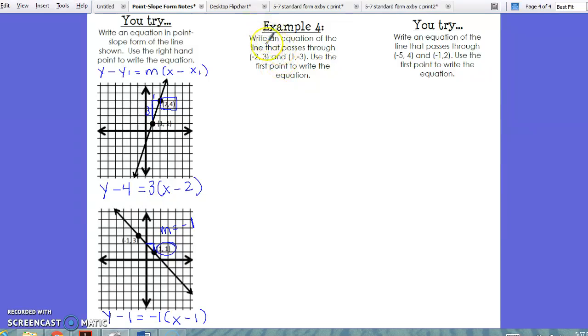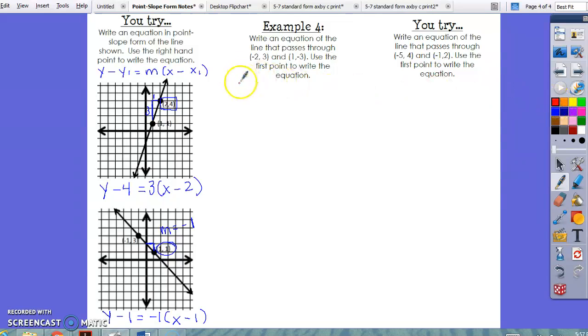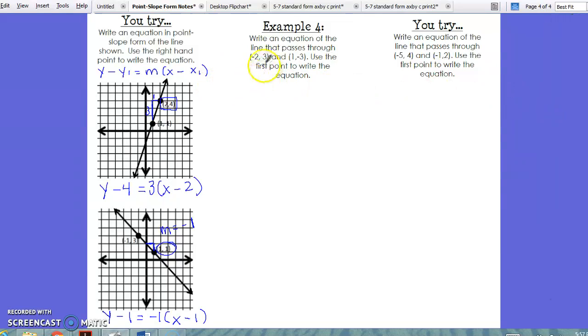Okay, so let's get here. Write an equation of the line that passes through negative 2, 3, 1, negative 3. Oh, are there any questions? Whew, no questions. Look at there. How wonderful life would be. But we need to ask questions from time to time. Write an equation of a line that passes through negative 2, 3, and 1, negative 3. Use the first point to write the equation. The what point, everybody? The first point. All right, that'll be you.